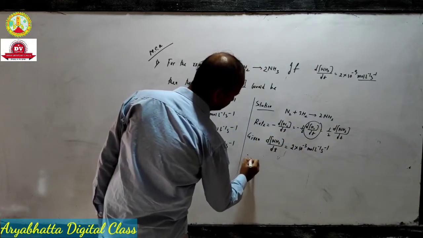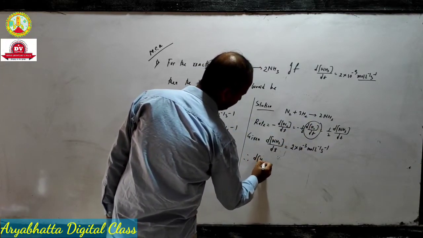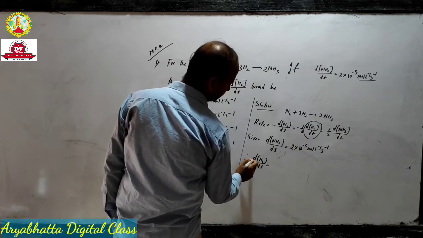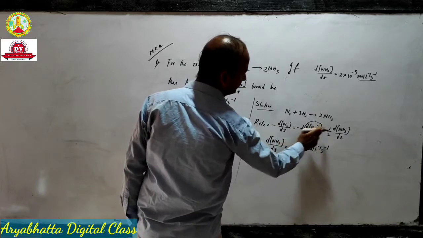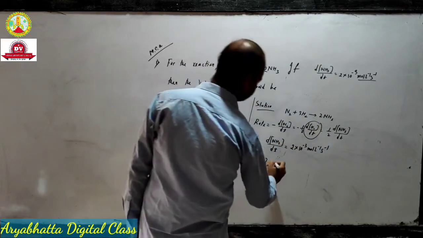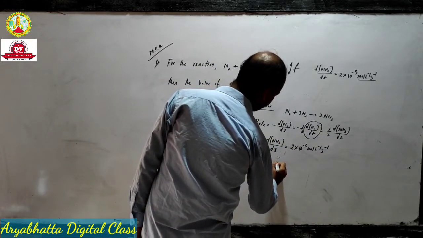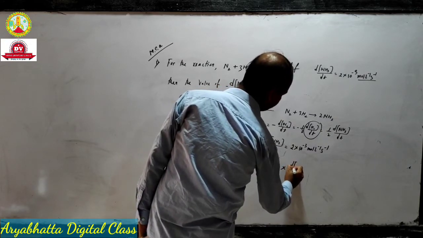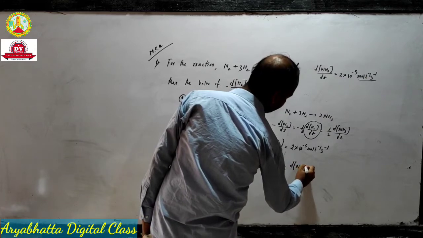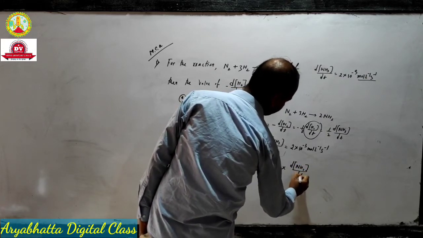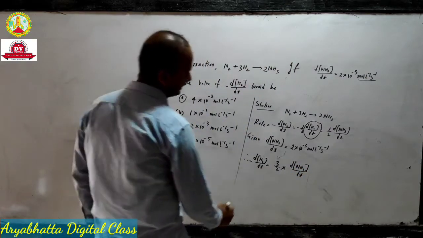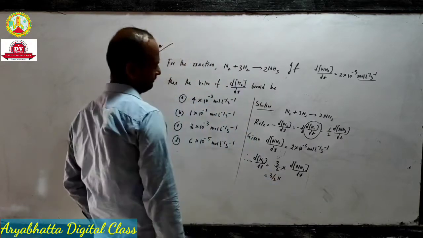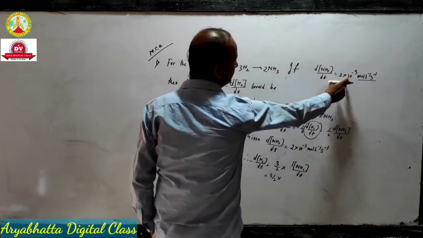Just compare this with this. Therefore, what will dH2 by dt be? This is minus for reactant, this 3 will go up here. So this will be 3/2 into dNH3 by dt. Clear? Do you understand? After that, this will be 3/2 into the value of the rate of appearance of ammonia. What was the value? This is the value.